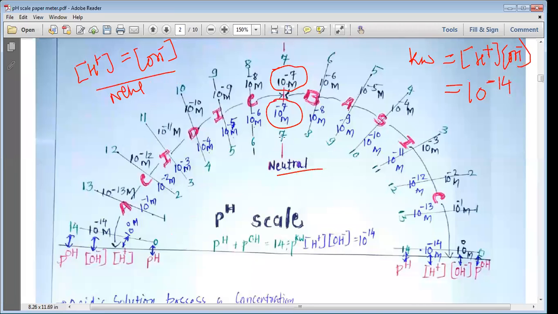You can see here. And this is how, if we go from the left hand side from the neutral condition, we can see that the concentration of H plus increases and the concentration of OH minus decreases, and we get acidic character.